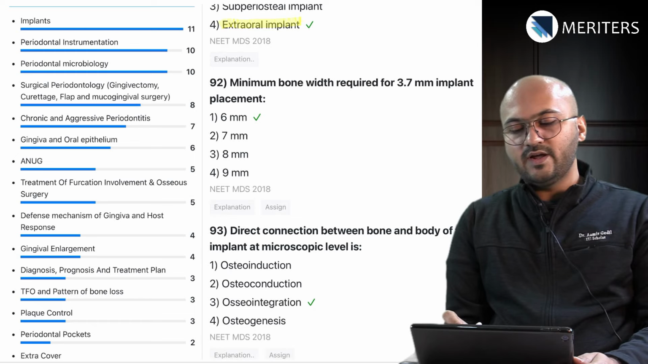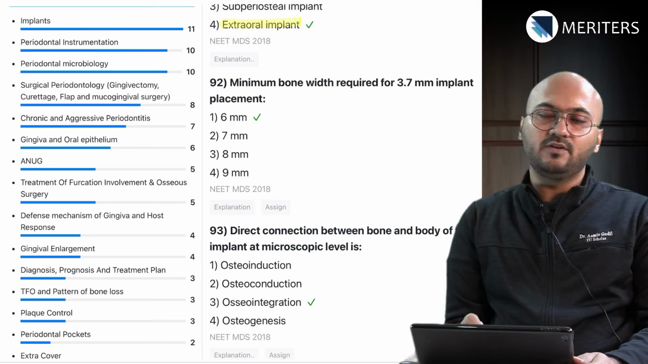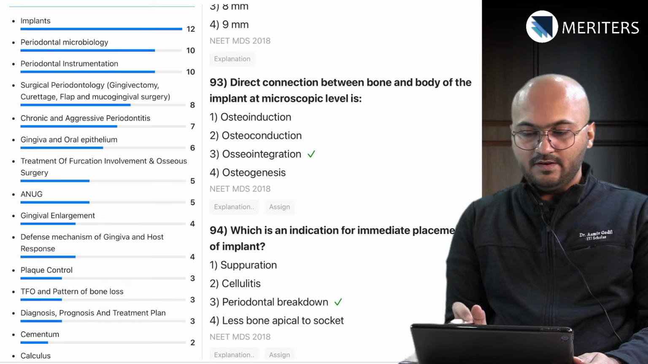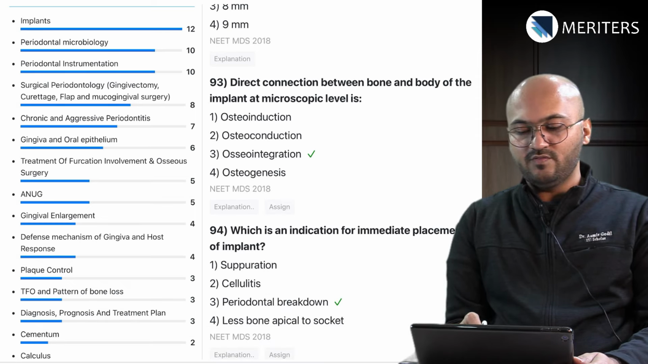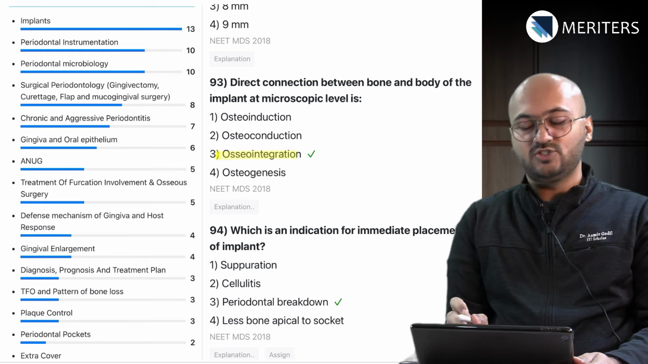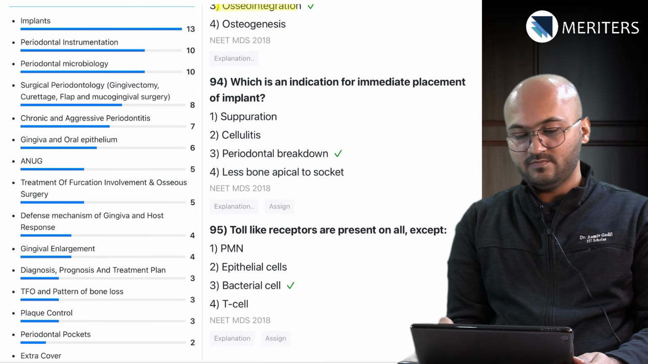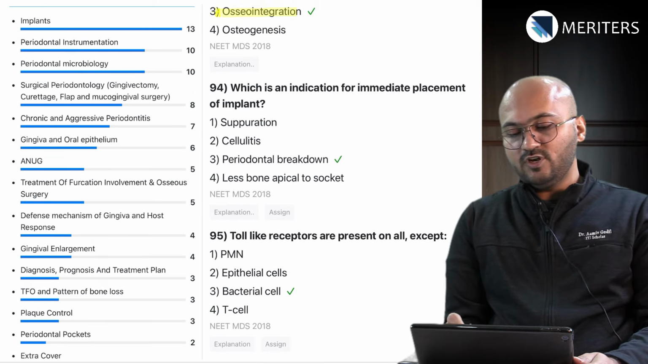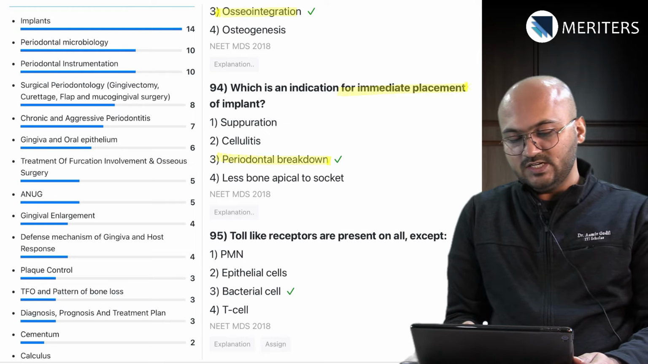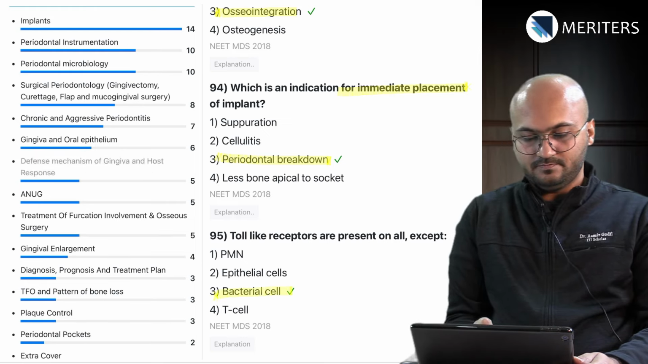Minimum bone width required for 3.7 millimeters implant. Earlier we had a 4 mm implant. Direct connection between bone and the body of implant is called osseointegration. Earlier we had seen a schematic image of osseointegration, right? Which is an indication for immediate implant placement? So the others are contraindication. Periodontal breakdown is relatively an indication. Toll-like receptors are present on all except bacterial cell.